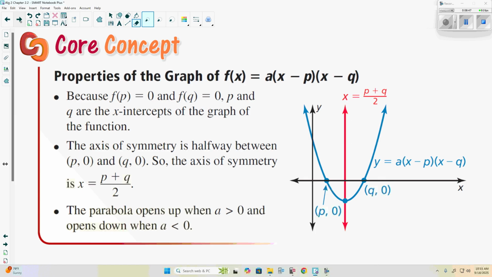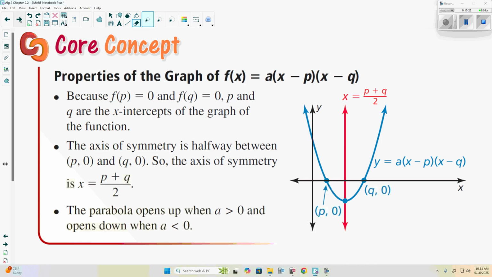So the last form that we're going to be looking at, 2-2. What we're looking at is this here. Now this is the last form of a quadratic we're going to look at in 2-2.